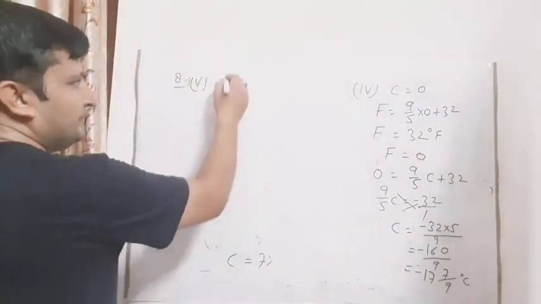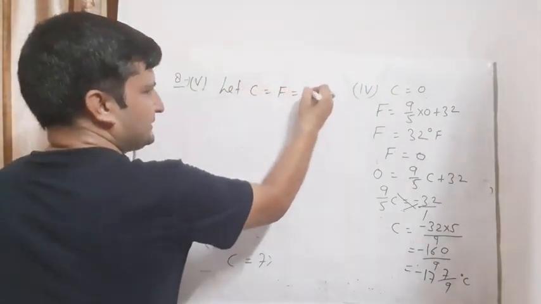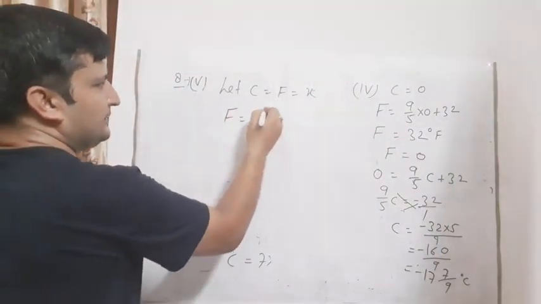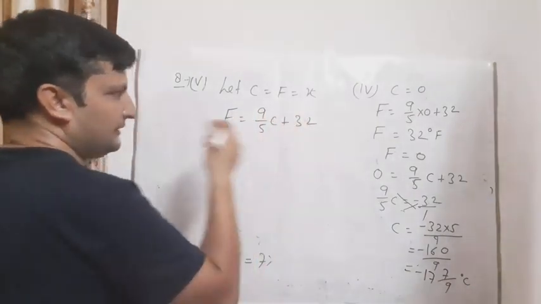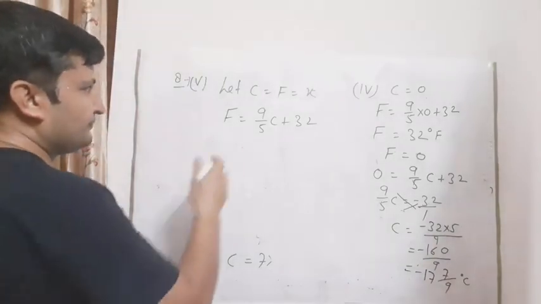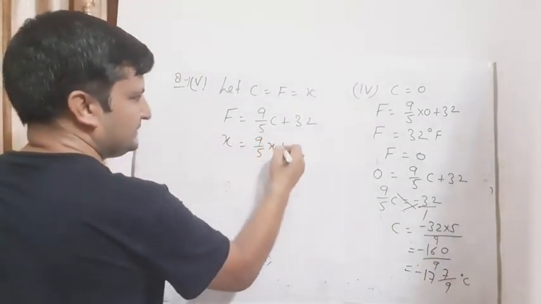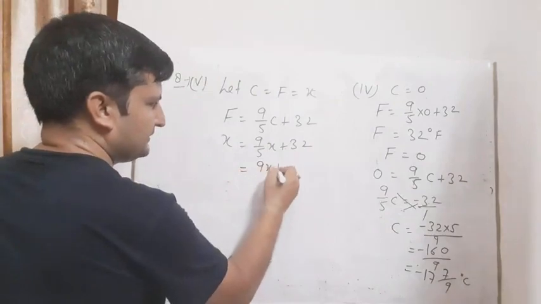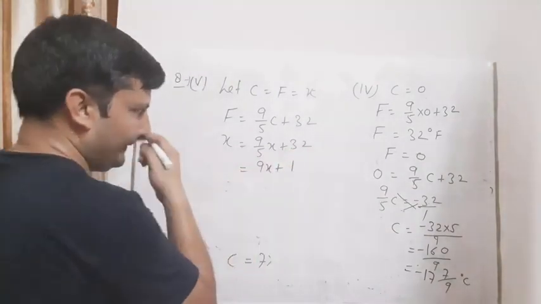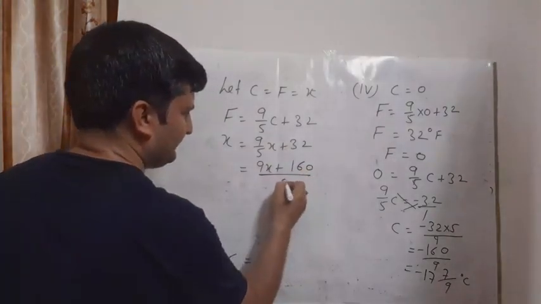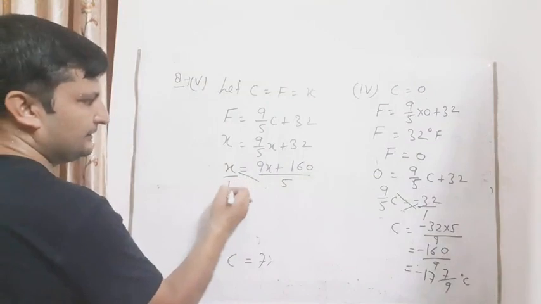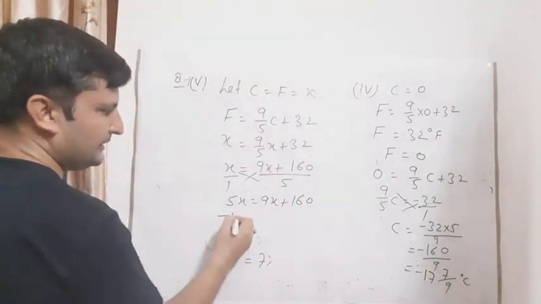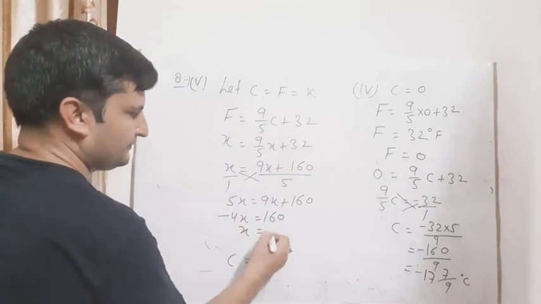तो हम क्या कर सकते हैं, let C = F = x. दोनों की वैल्यू हम सेम ले लेते हैं, तो इससे हमारा टेम्परेचर निकल जाएगा। इक्वेशन क्या थी हमारी, F = 9/5 C + 32. अब जहाँ F और C है दोनों की वैल्यू सेम कर दीजिए, x = 9/5 x + 32. इसको हम सॉल्व कर सकते हैं, LCM लेते हैं, 5x = 9x + 160, 9x को इधर लाइए, -4x = 160, so x = -40.